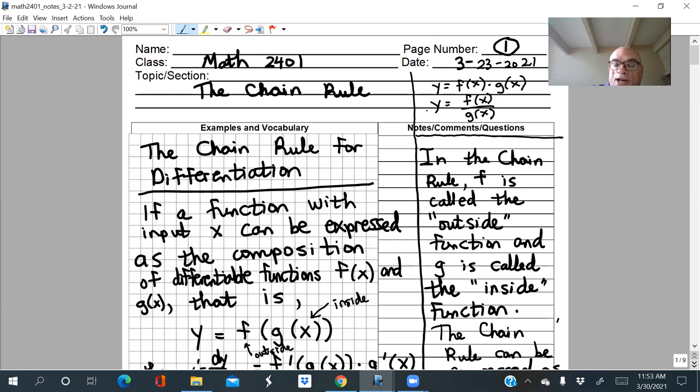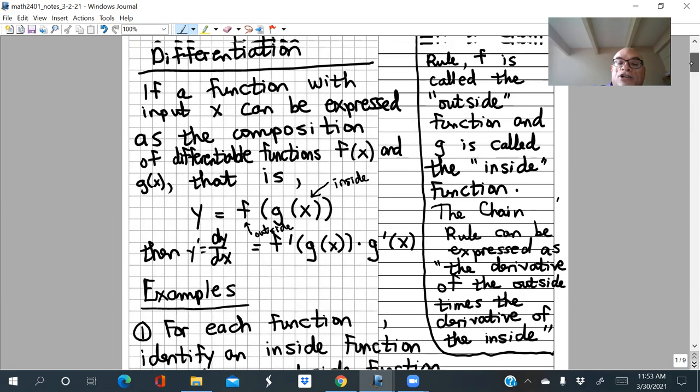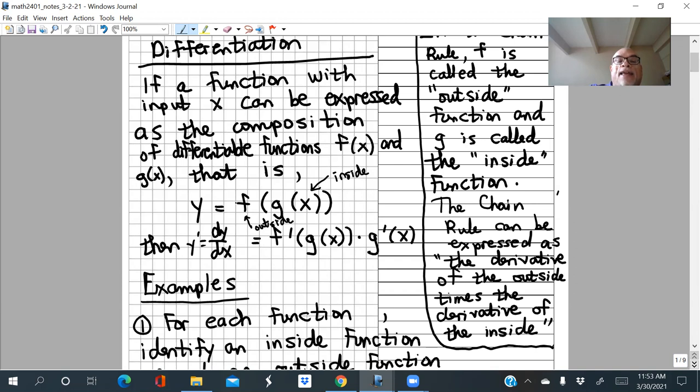Now, the chain rule applies if you have a function that you can think of as the composition, not the product or the quotient, but the composition of two simpler functions.